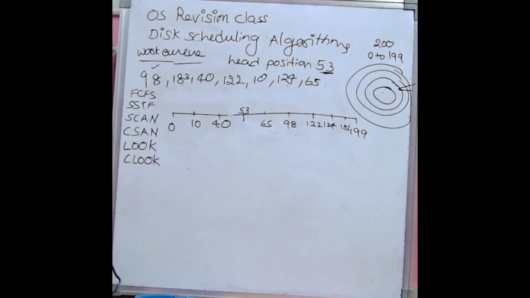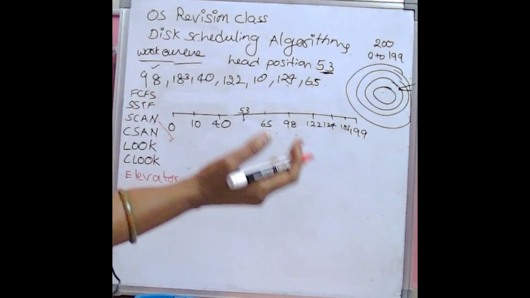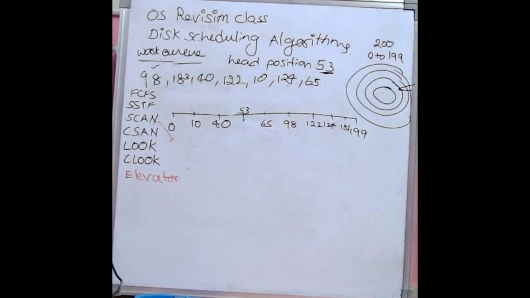After that, SCAN. Another name for SCAN is the elevator algorithm. It follows the elevator concept. It will start in one direction and serve all the requests in that direction first. Till the end it will go. After that it will come in reverse. That's why one more name for the SCAN algorithm is the elevator algorithm.